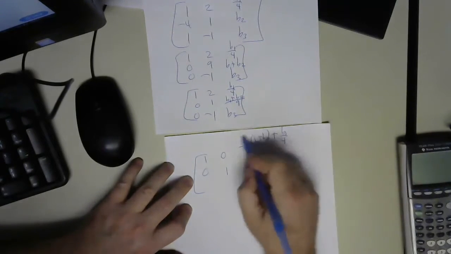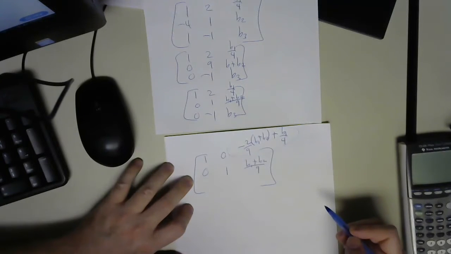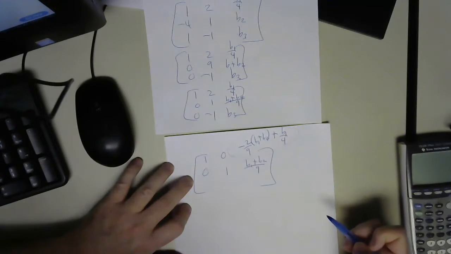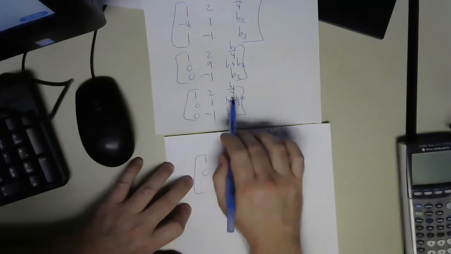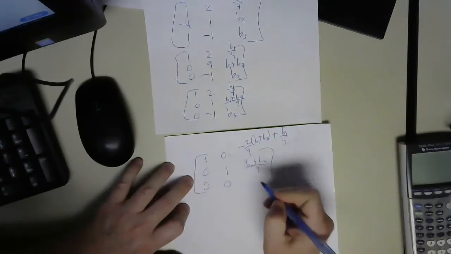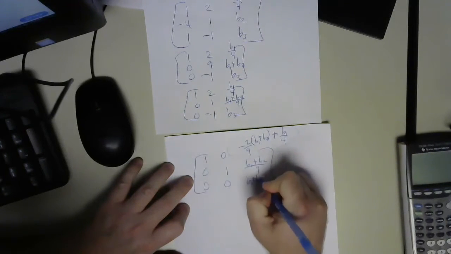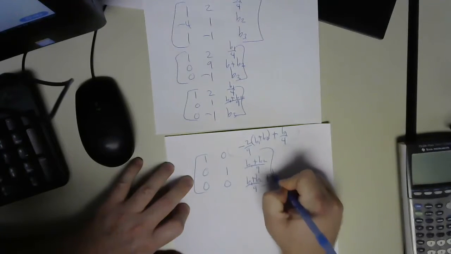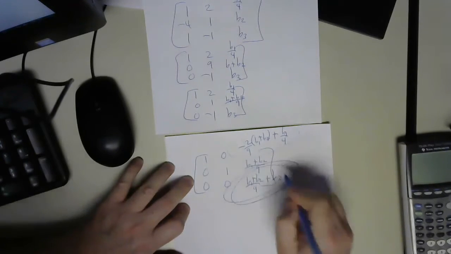It looks like all that is the first element in that last column. It's kind of messy. It almost doesn't matter what it is, though, really. And now add the second row to the third row. So I'm going to get something like b1 plus b2 over 9 plus b3. But the point is that's not always 0.